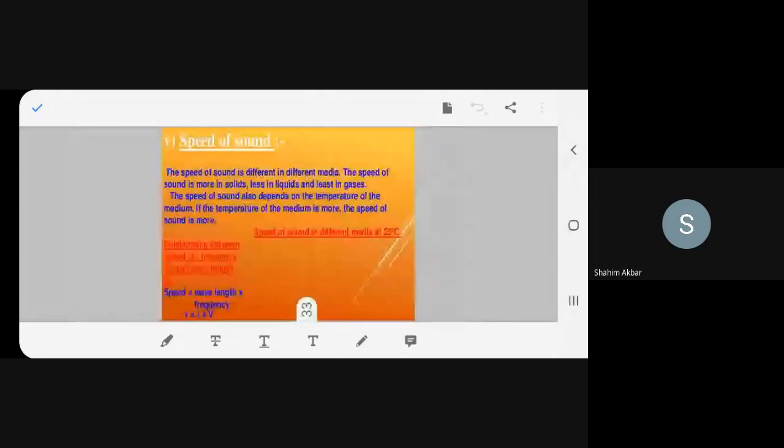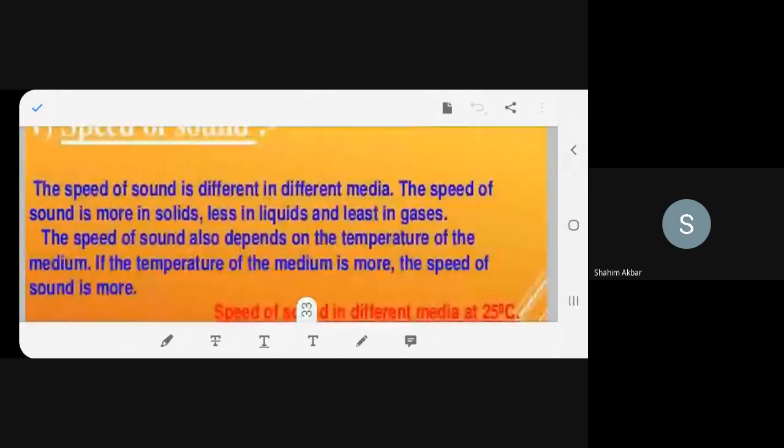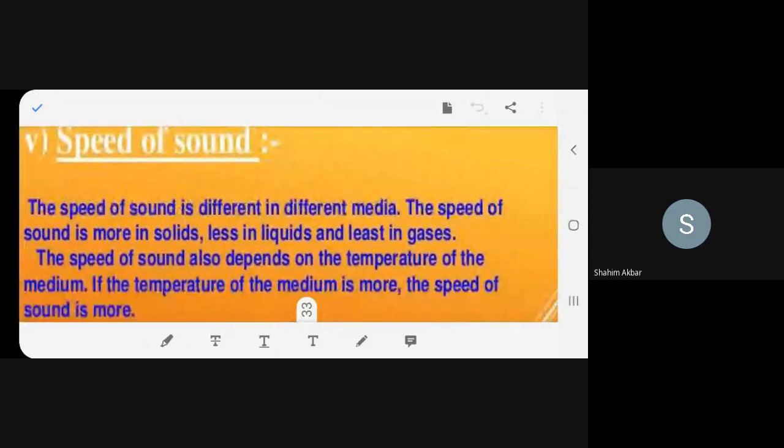Now we'll come to speed of sound. Please begin. The speed of sound is different in different media. The speed of sound is more in solid, less in liquid, and least in gases. The speed of sound also depends on the temperature of the medium. If the temperature of the medium is more, the speed of sound is more.